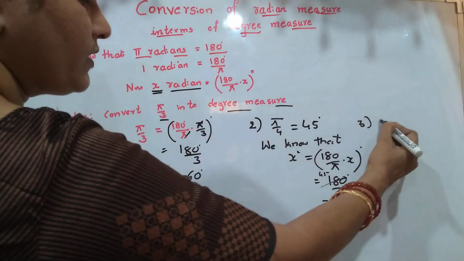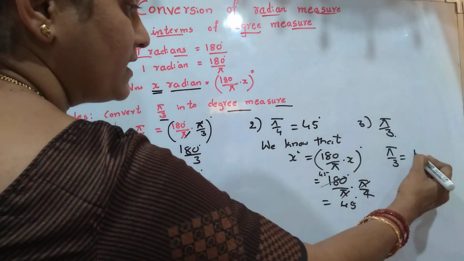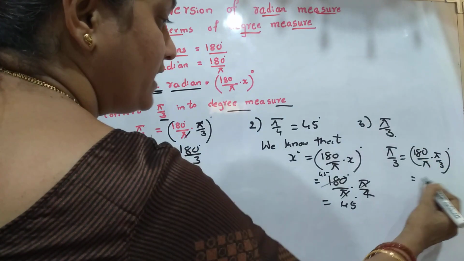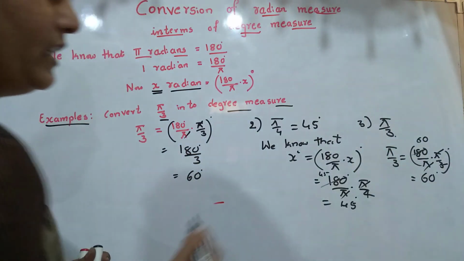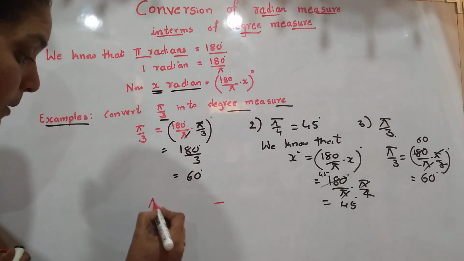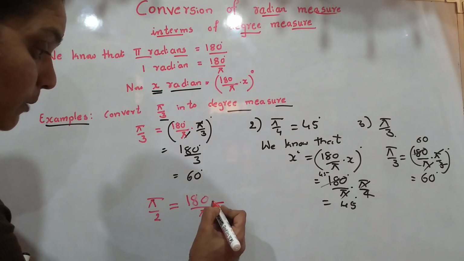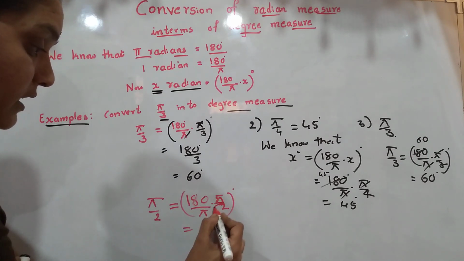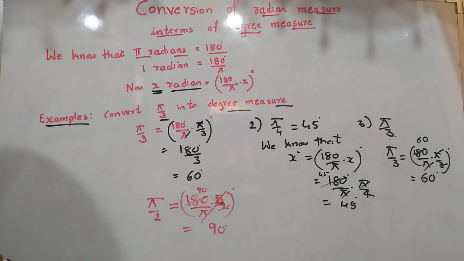Then third one, similarly pi by 3 radians. Pi by 3 radians is 180 upon pi into pi by 3 degrees. Thus pi cancels. 3 sixes are 18, so it is 60 degrees. Then I consider pi by 2. Pi by 2 radians is equal to 180 upon pi into pi by 2. The answer will be in terms of degrees. Pi cancels. 2 nineties are 180. Pi by 2 is 90 degrees.